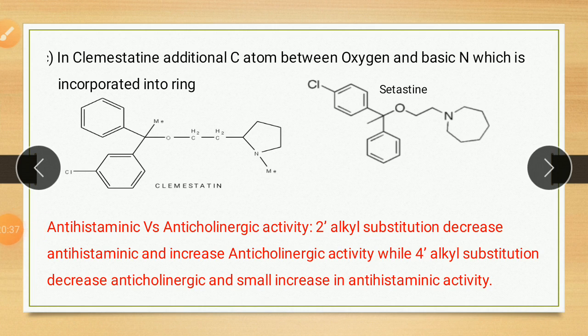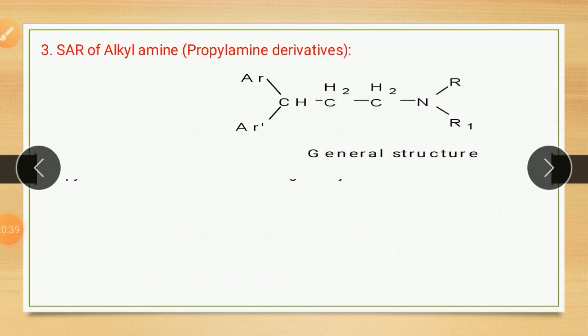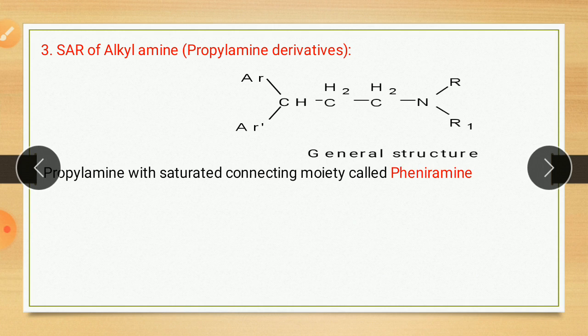Now the next class, that is SAR of alkylamine, also called propylamine derivatives. So here there are 3 carbons between nitrogen and this aromatic ring, and the connecting X is carbon. Therefore propyl means 3 carbons, that is propylamine. So it is the general structure of this category, that is propylamine derivatives or alkylamines.